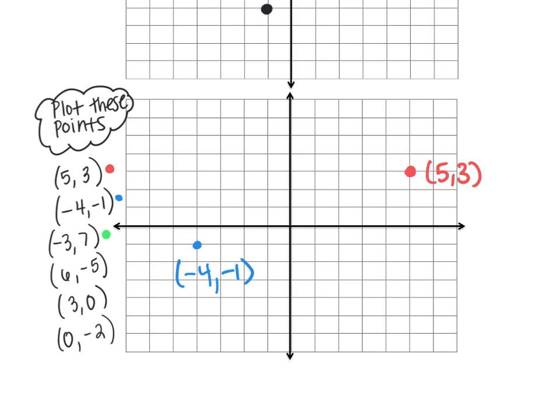I'm going to do one more, and then I'm going to give y'all an opportunity to try and plot the last 3. This next one is (-3, 7). Again, we start here in the middle. Our x number is going to be negative, so you go left, 1, 2, 3. But then you're going to go up 7 because it's positive. 1, 2, 3, 4, 5, 6, 7. So there is (-3, 7).